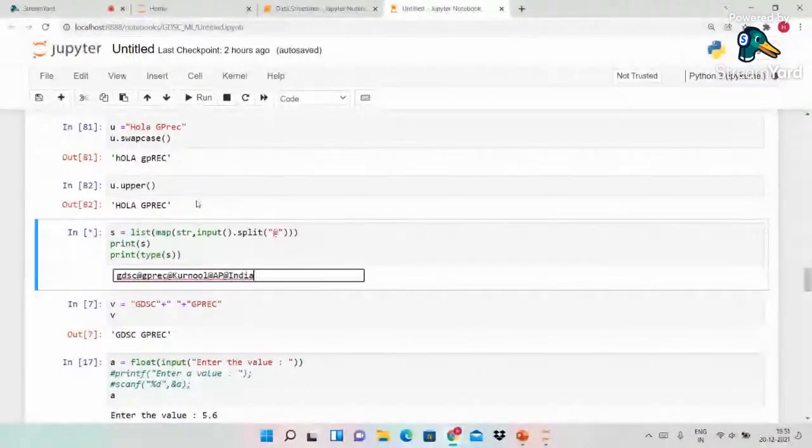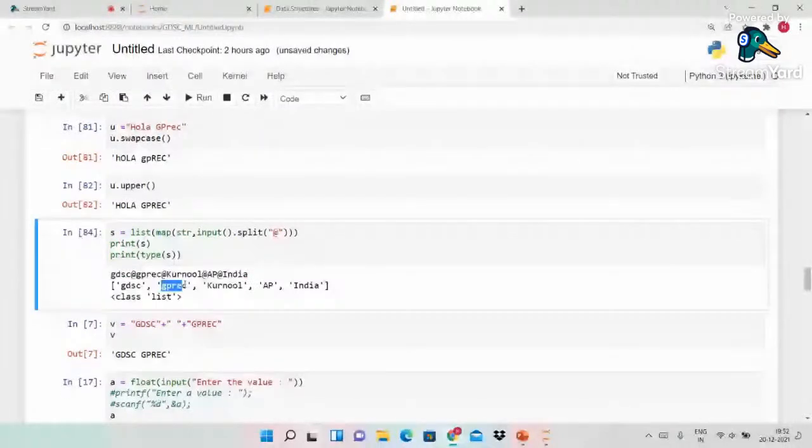So GDSC is one item, GPREC is one item, kernel is another item, AP is another item, India is another item. Why is it? Because all these are different strings that are separated by the @ symbols. And what is the type of the variable? Yes, it is of the class list. Now, why did it show class? We will get back to it later. Don't worry about it.